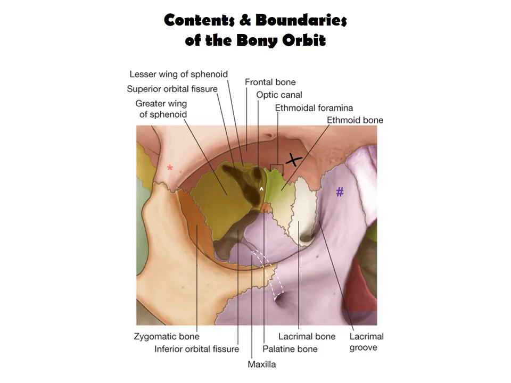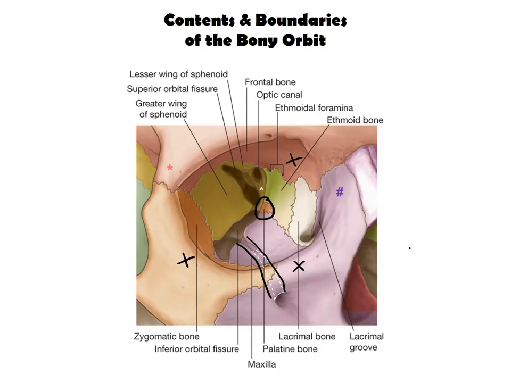The orbital floor is made up mostly of the maxilla, indicated here in purple, and the zygomatic bone, indicated in orange, with a small contribution from the perpendicular plate of the palatine bone, located here at the back of the orbit. Running under the floor of the orbit is the infraorbital groove and canal, which accommodate the infraorbital nerve and vessels.